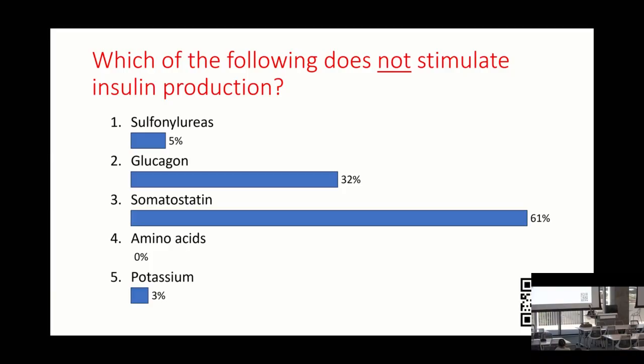Glucagon also stimulates insulin production because there's a paracrine mechanism in the beta cell where it stimulates insulin secretion. Then amino acids, just like glucose and fatty acids, will stimulate insulin production, and potassium as well. So most of you got it correctly.